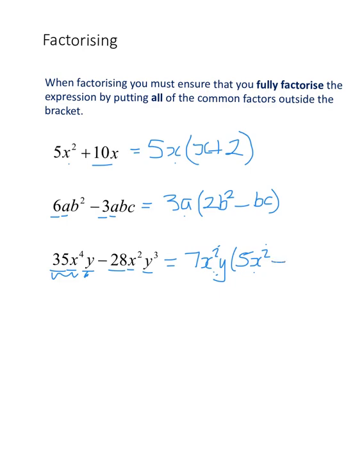Minus. Looking at this now here, I've got 28x squared y cubed. Well, 7 times 4 will give me the 28. So I've got a 4. I need x squared, and it's already outside the bracket. That's fine. I need y cubed. I've got 1y outside the bracket, so I need 2 more. So I need y squared on the inside.